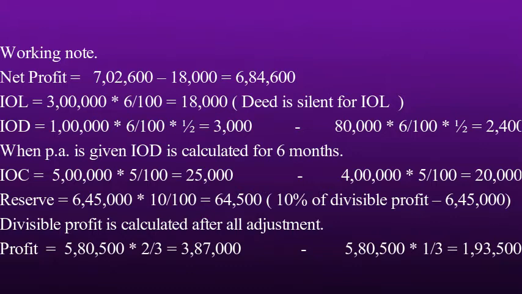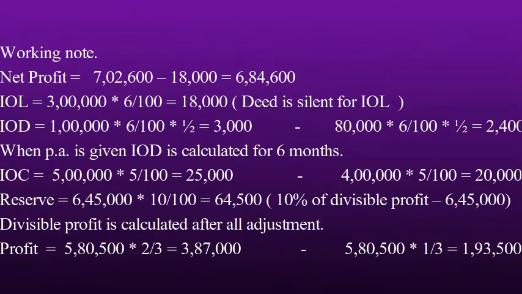Second part, IOD, interest on drawings. Both the partners have drawn rupees 1 lakh and 80,000. Rate of interest is 6% per annum. The time period is not mentioned. Therefore, interest on drawings is calculated on an average basis for 6 months. That's why for the first partner it is rupees 3,000 and for the second partner it is 2,400. Third, IOC. Partners have introduced capital of 5 lakh and 4 lakh. Rate of interest is 5%. Therefore, for the first partner, interest on capital is 25,000 and for the second partner 20,000.